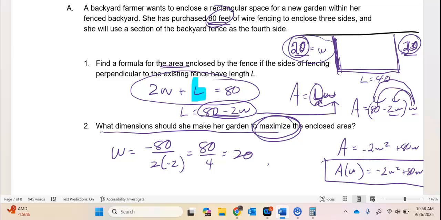So to answer the question, the width has to be 20, and the length would have to be 40, and we need our units. And that is how we use the quadratic function to answer this maximization question.